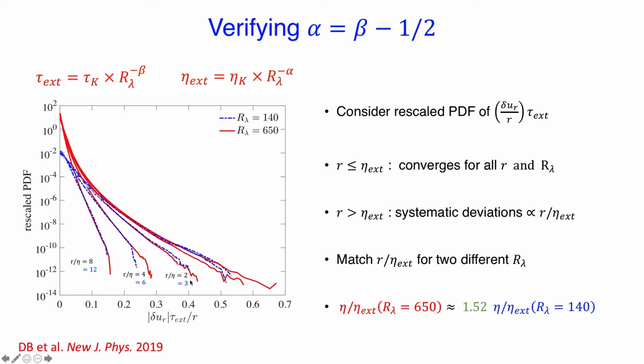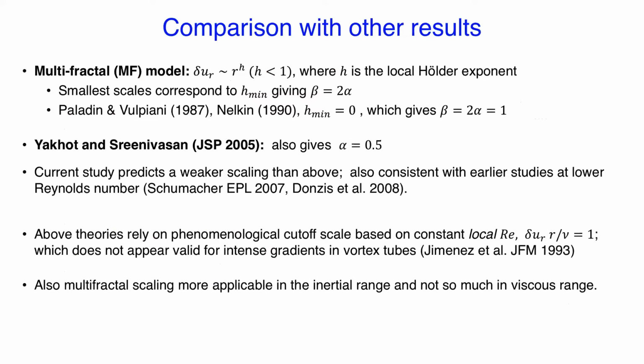So these are the curves which correspond to r over eta equal to 2 and 3, for the Reynolds numbers of R lambda of 650 and 140, and we can see that these curves collapse for a factor of 1.5, which is to be expected. So that's very good, because that confirms that this alpha that we derived in this manner matches at least what the data shows.